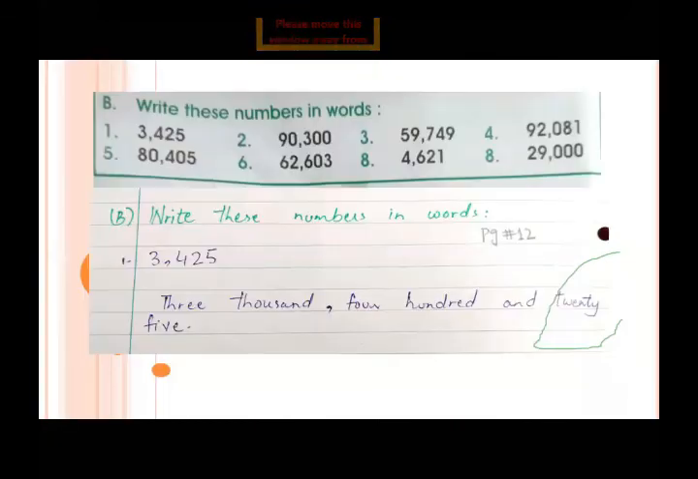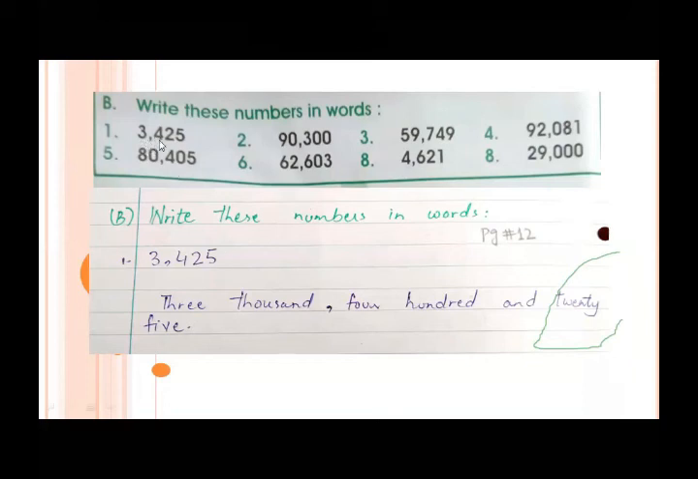Moving to the next, part B. Exercise 1.4, page number 13 in your books. Write these numbers in words. This is the opposite of exercise 1.5 part A. There you write in figures, and here you write in words. Number 1 is done for you.